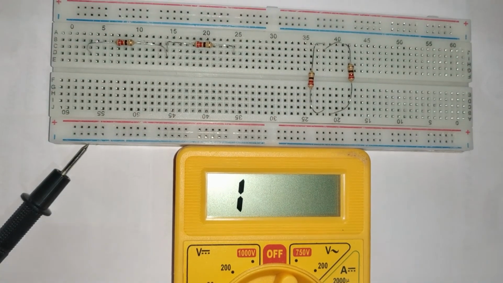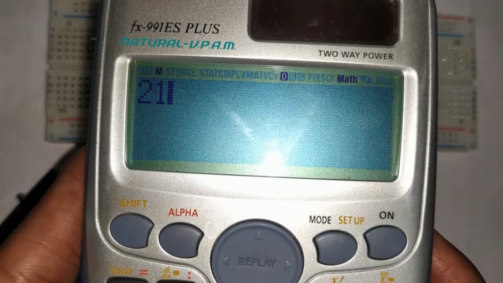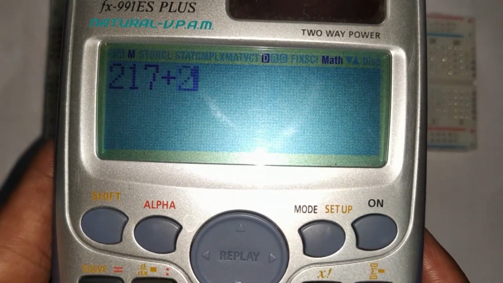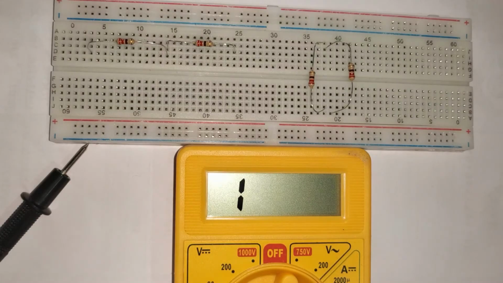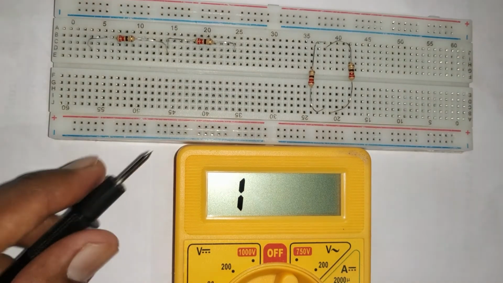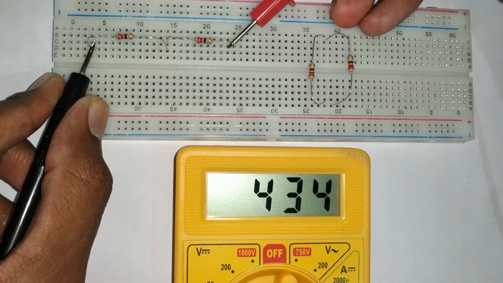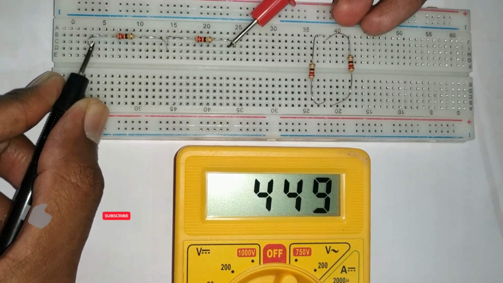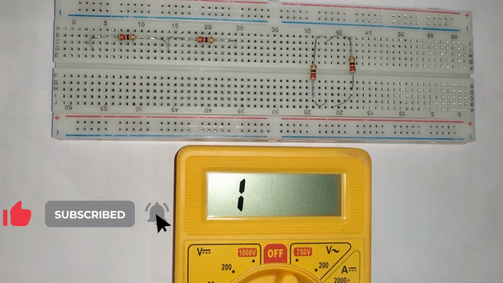Our first resistance was 217, and you can see on the calculator, 217 plus 217. So what we got is 434, and what we previously got on our DMM was 434. Okay, so we got the correct series resistance. Okay, now we will verify it for a parallel resistance.